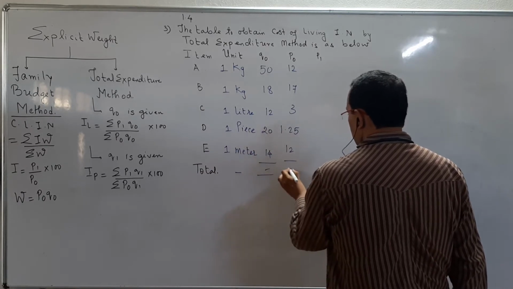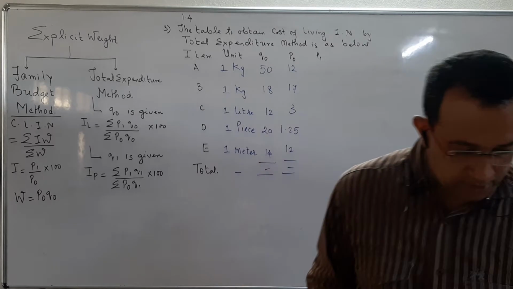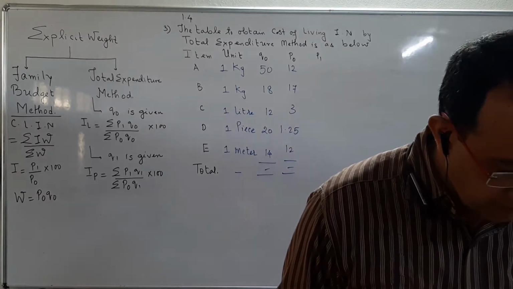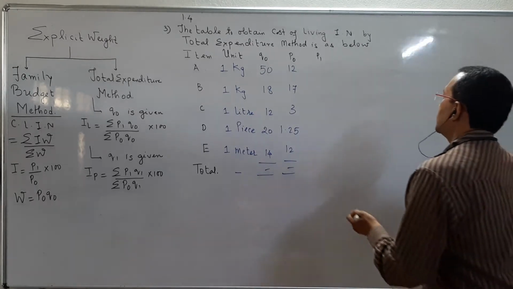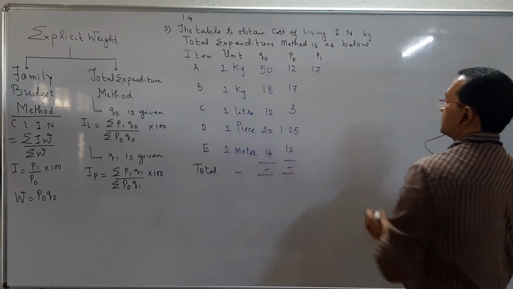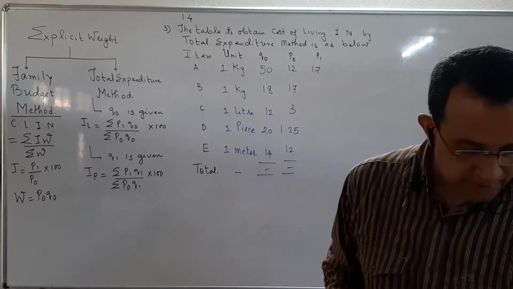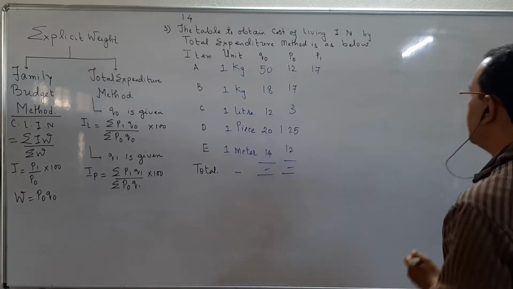No need of these totals. Now P1: divide the price by the unit. 1 quintal is costing 1700, so per kg 17 rupees. Then 20 kg is costing 380, per kg 19.